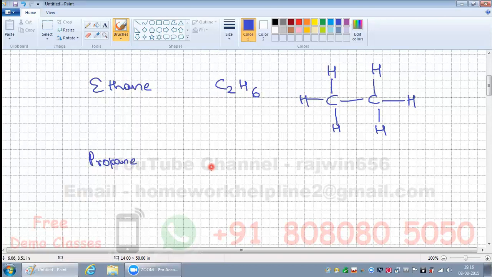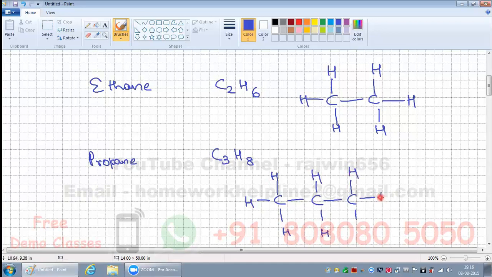C H H H. Correct. Now draw the structural formula. All 3 are carbon atoms, and then rest all will be hydrogens. Okay, wherever single bond is there, you will show the pair of electrons.